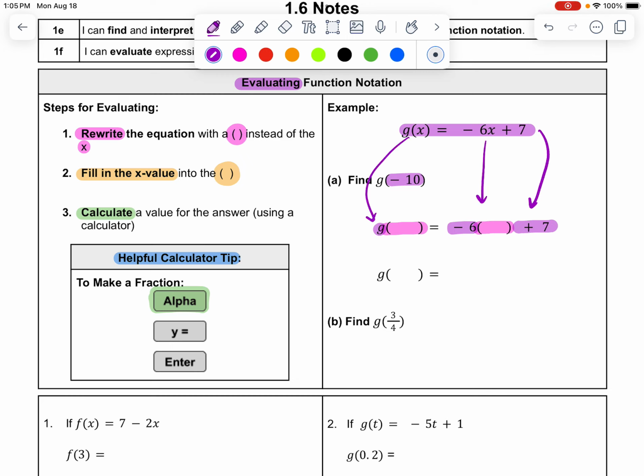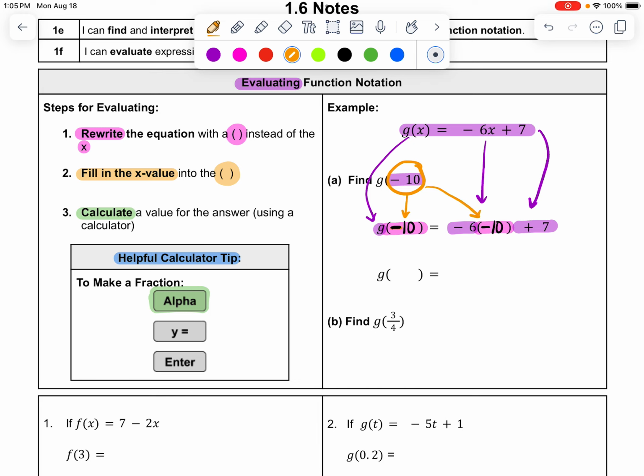Now the directions here are telling me to fill in the number -10 into all of those empty parentheses. So I'm going to have a -10 here, and I'm going to have a -10 here. I'm just filling in the -10 into both of those parentheses.